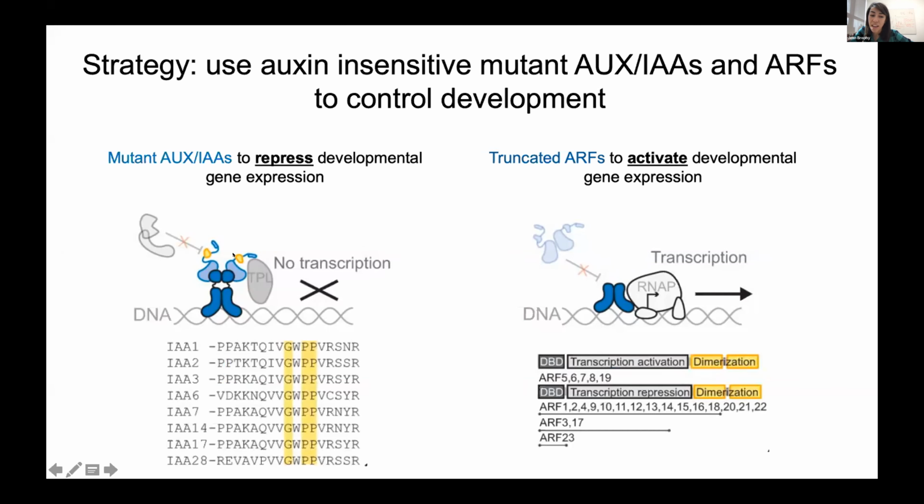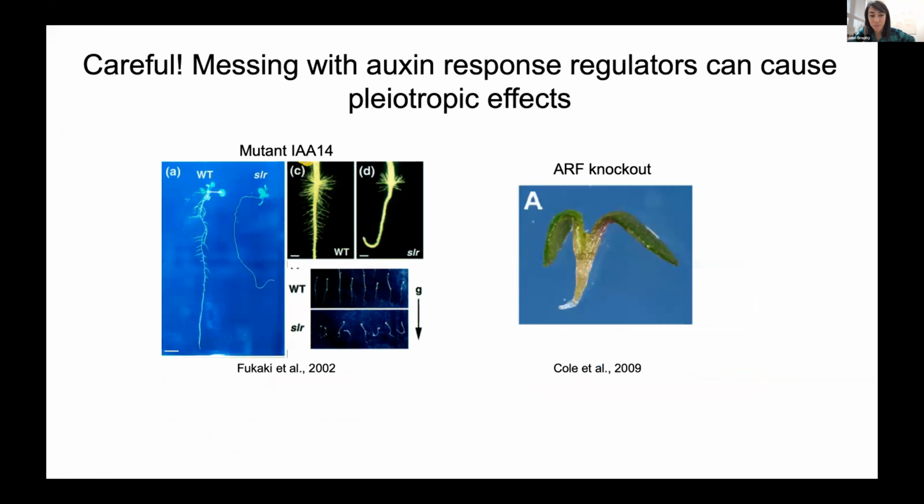We're fortunate in that the mutations that would do each of these things have been well characterized for a large number of Aux/IAAs and ARF transcription factors. So it should be relatively straightforward to figure out how to modify these proteins in order to make them insensitive to auxin and therefore useful for engineering development.